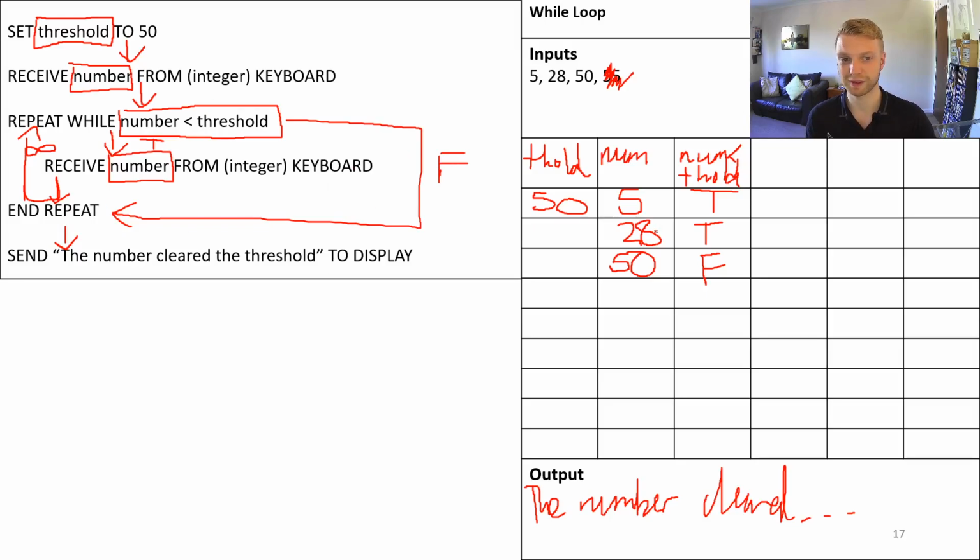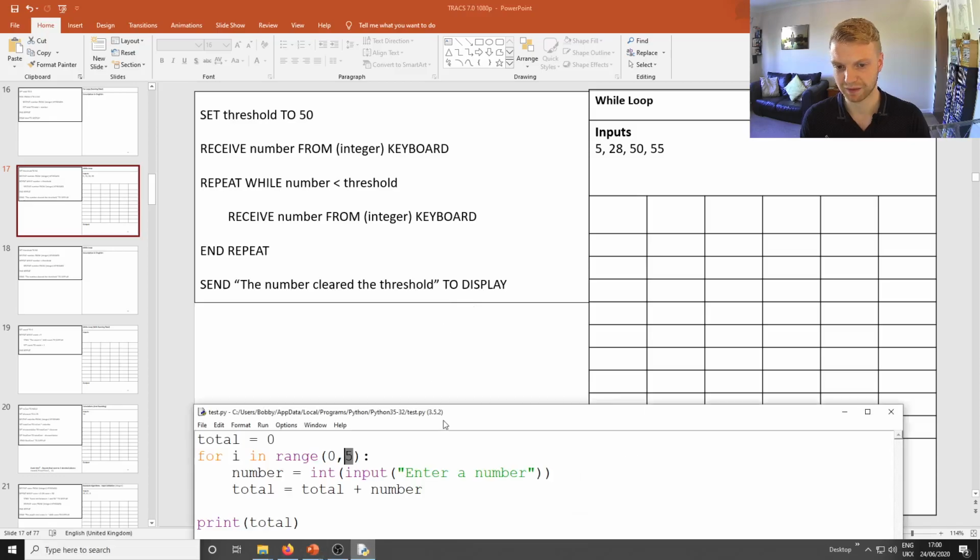Now, we only went around a few times, but it will go around forever until you beat that threshold. I think of it as, with a while loop, you actually want to get a false, you want to escape the loop, right? So how do we do this in Python?